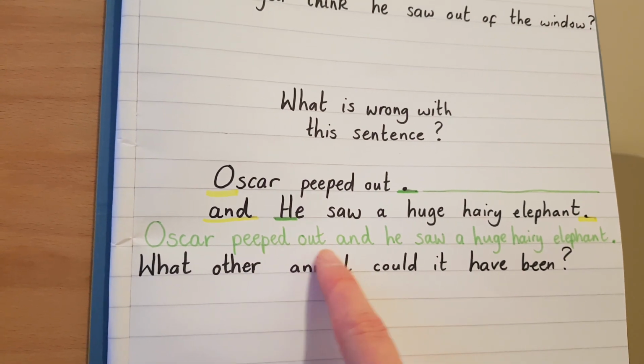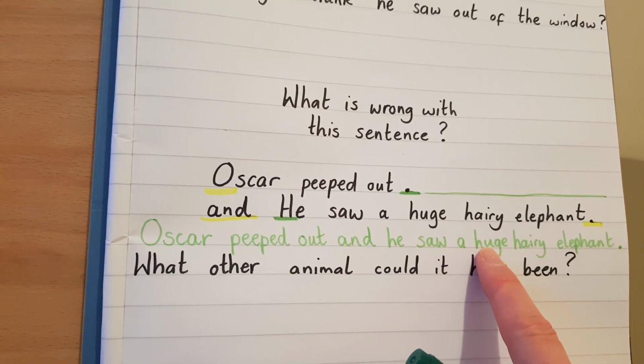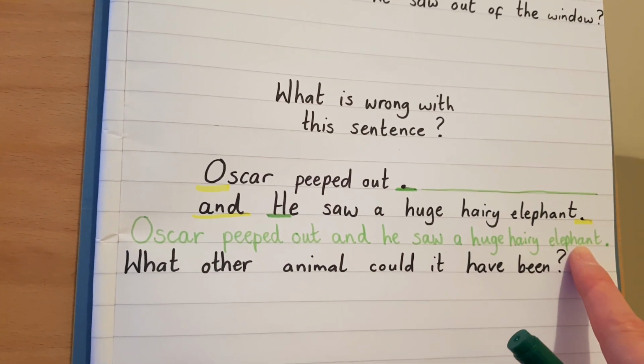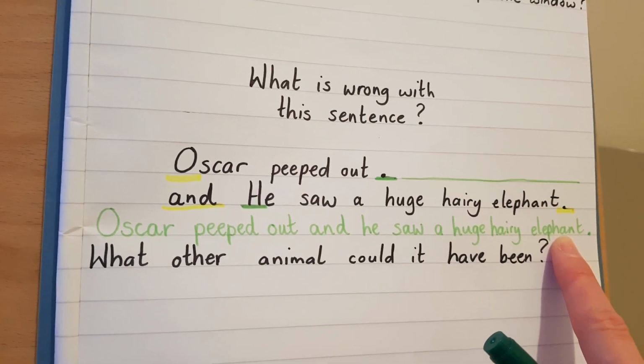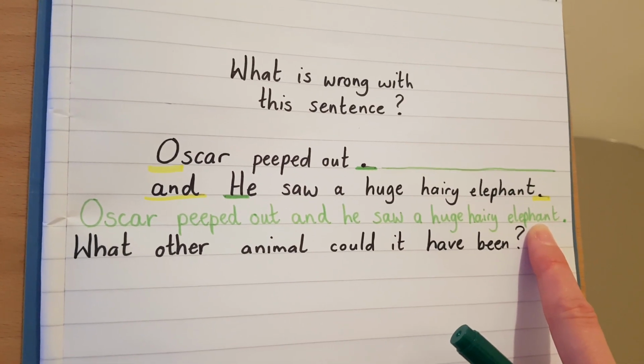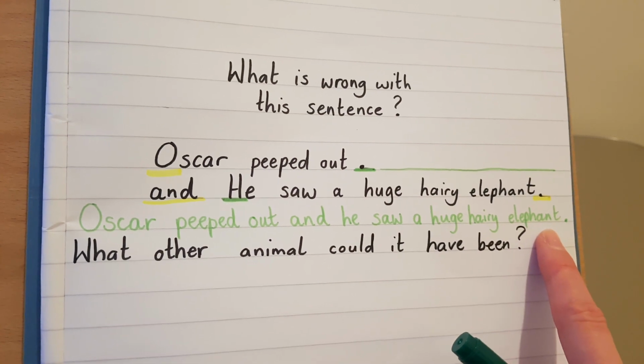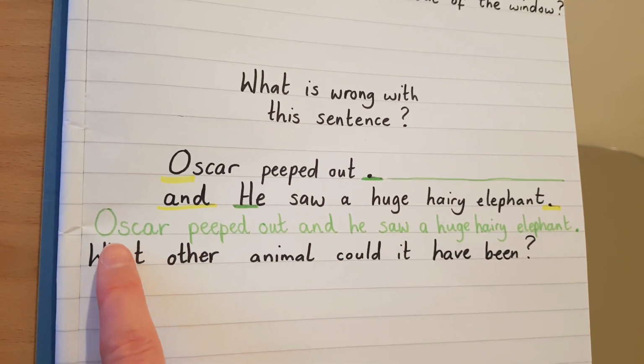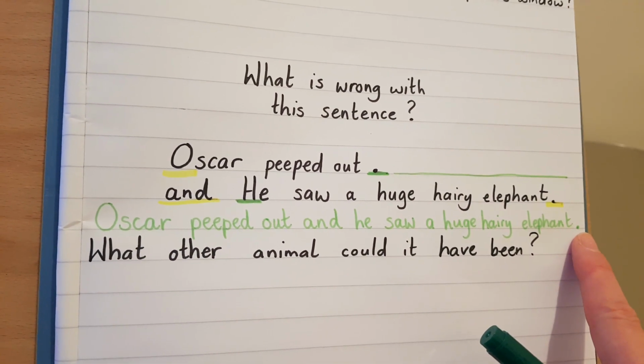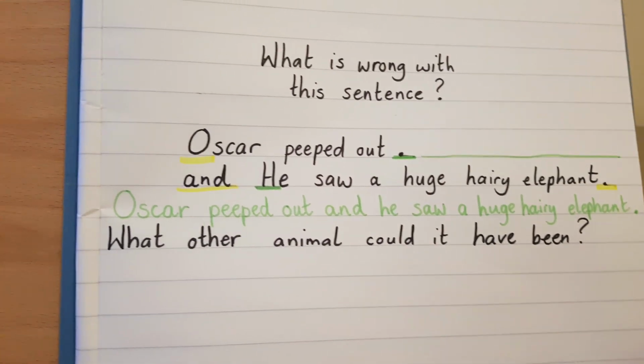Oscar peeped out and he saw a huge hairy elephant. That's much better, isn't it? We've got everything that we need there. Finger spaces, capital letter, full stop, and it makes sense.